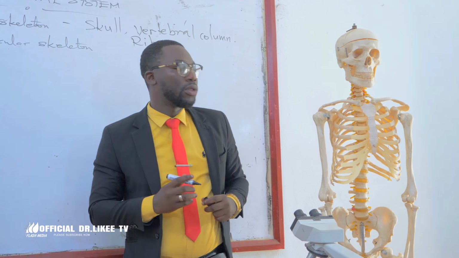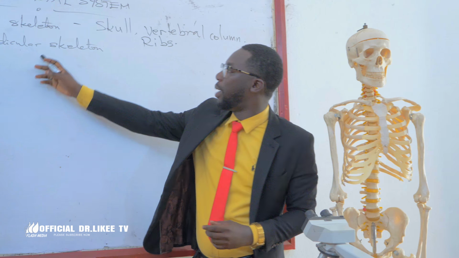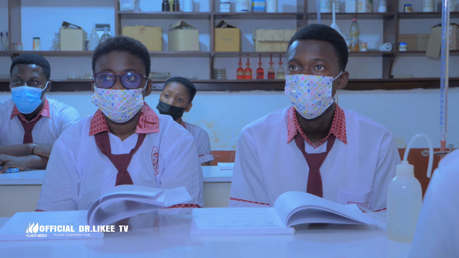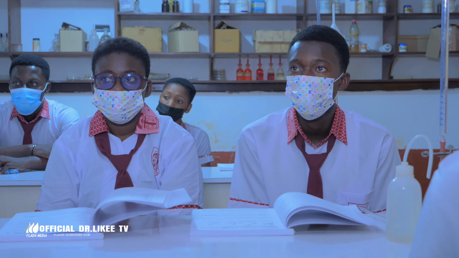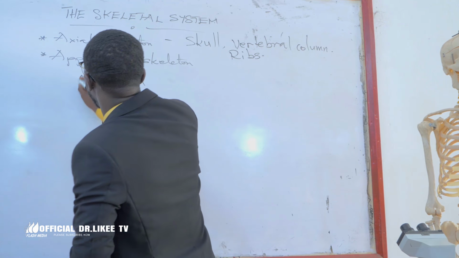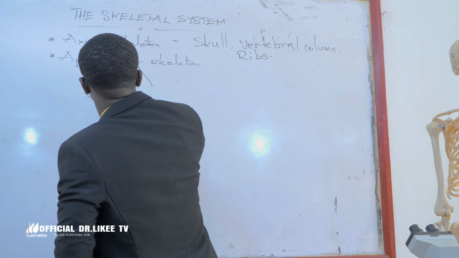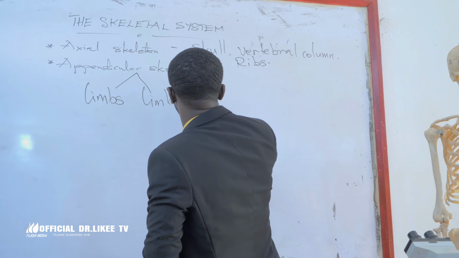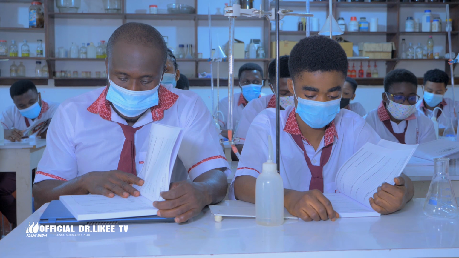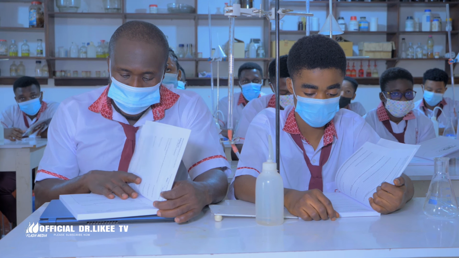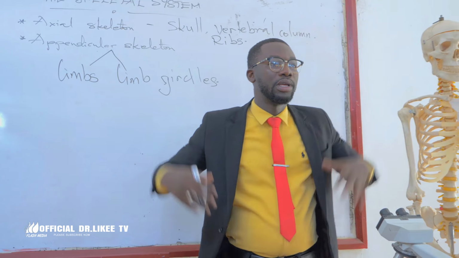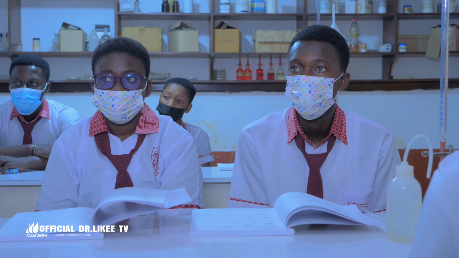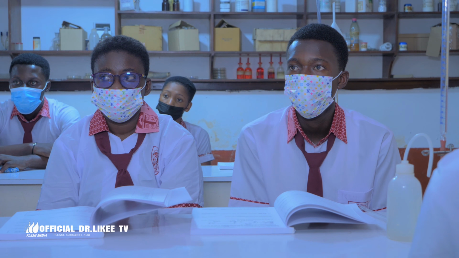Are we okay? Yes. Alright. We also have the appendicular skeleton. The appendicular skeleton is divided into two main parts: the limbs and the limb girdles. When we say limbs, you know what your limbs are: your hands and your legs. So what you see here is a limb, and what you see here is also a limb. Are we okay?